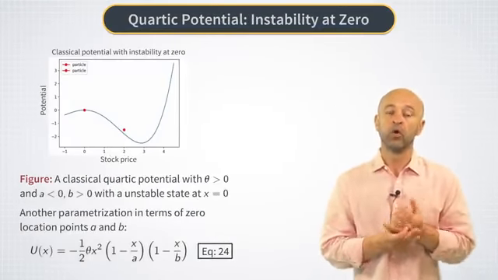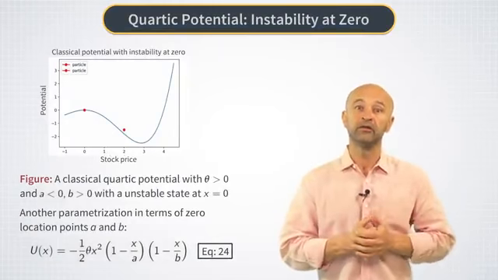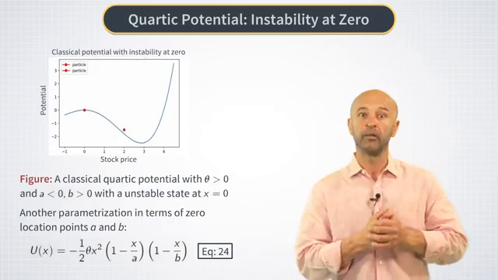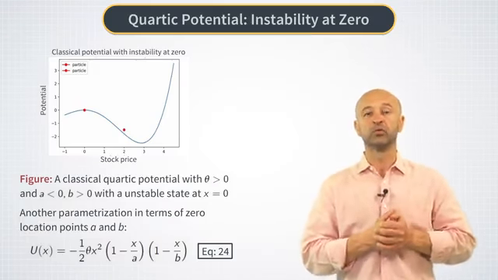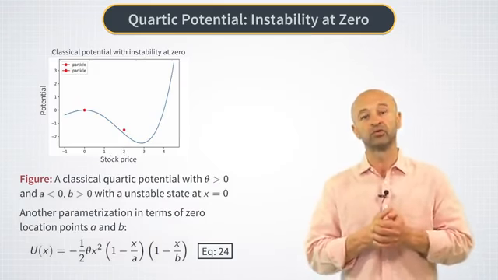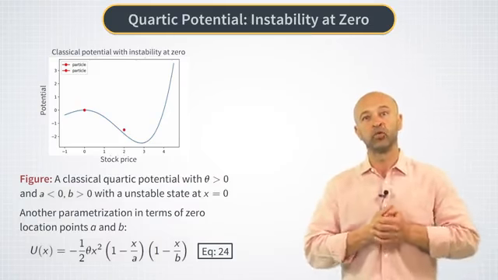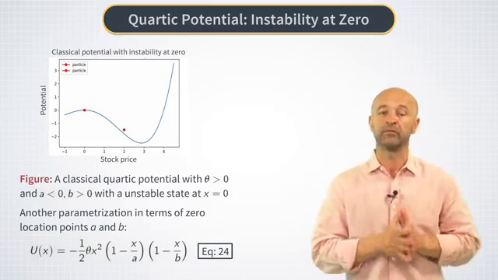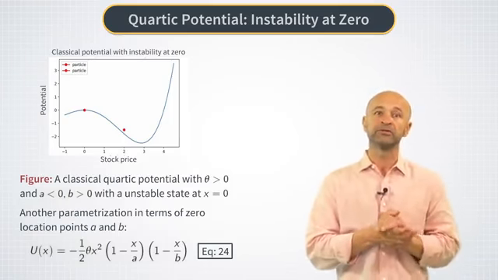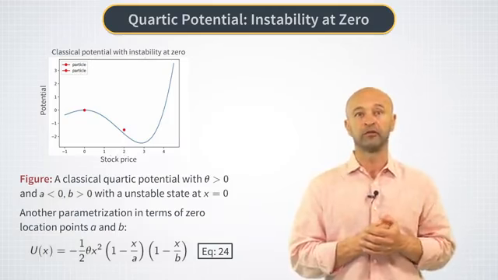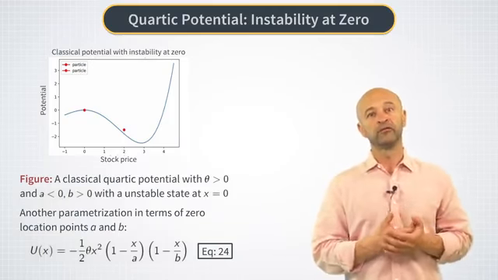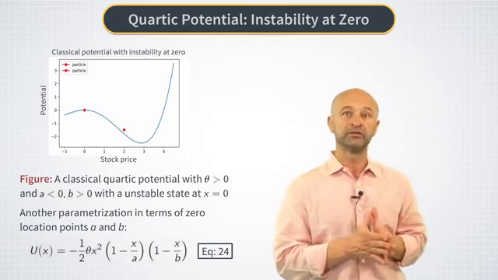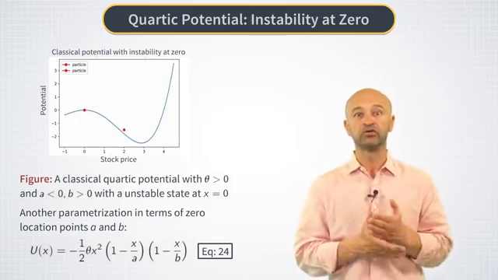And finally, one more interesting scenario is obtained if we take theta larger than 0 and a negative and b positive. In this case, you will also have a potential similar to what is shown here. And in this case, the point x equals 0 would be an unstable point rather than a stable or metastable point. It's unstable because it's a maximum rather than a minimum. Therefore, even a tiny perturbation completely knocks out a particle that is initially put at x equals 0 in such a potential.